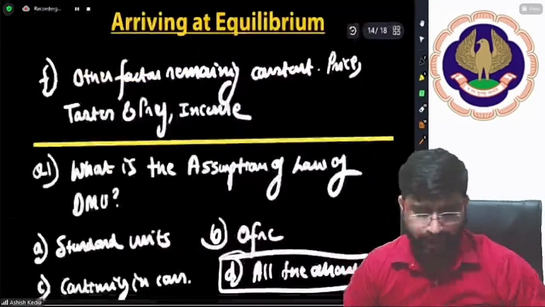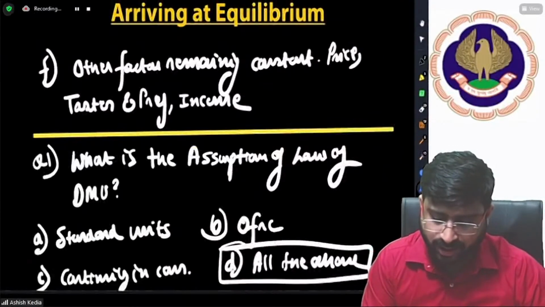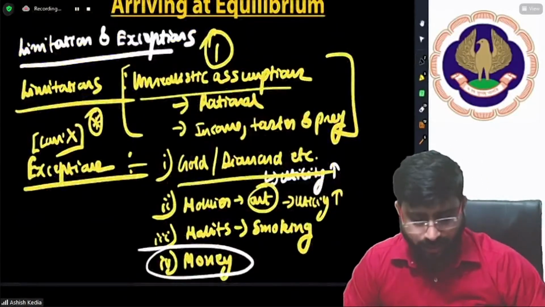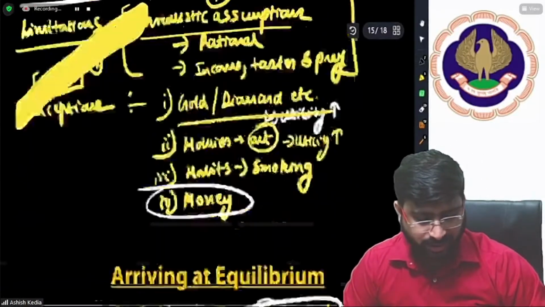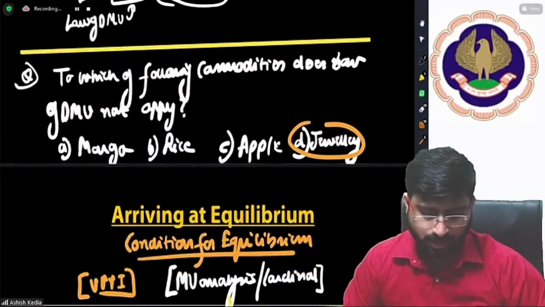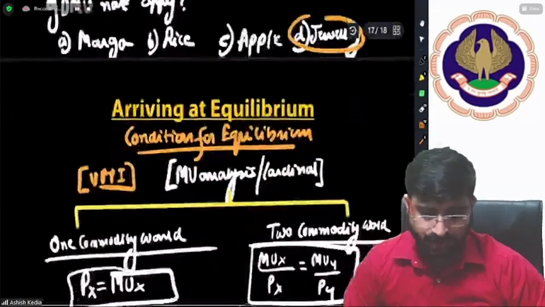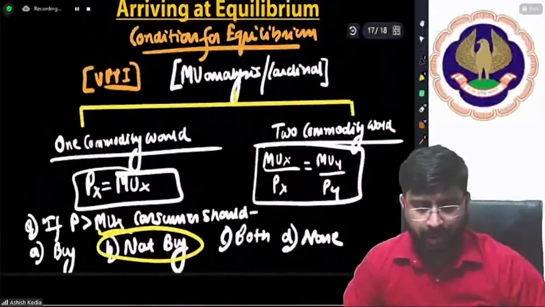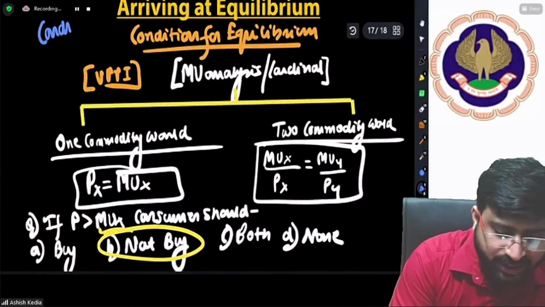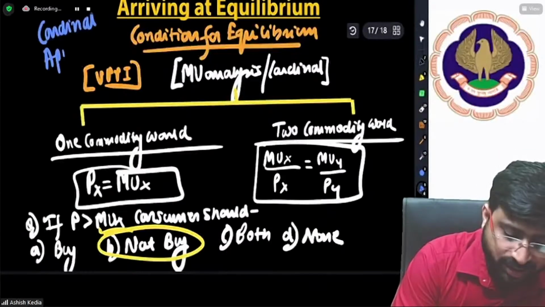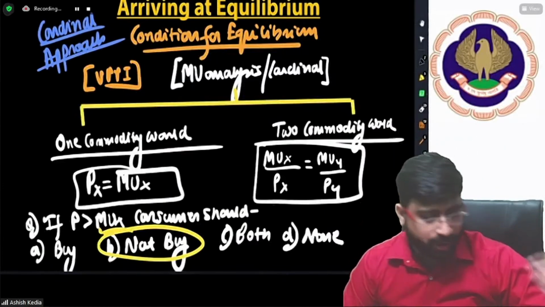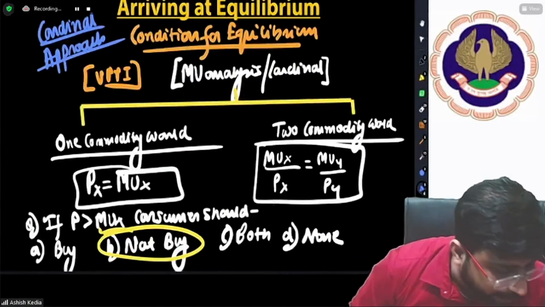Correct. Now my question is, what next? Now let's discuss the next thing, which is arriving at consumer equilibrium. Please remember, this is cardinal approach that we are discussing. Which approach? We are discussing, sir, cardinal approach. Okay. So in cardinal approach, there are two types of utilities.